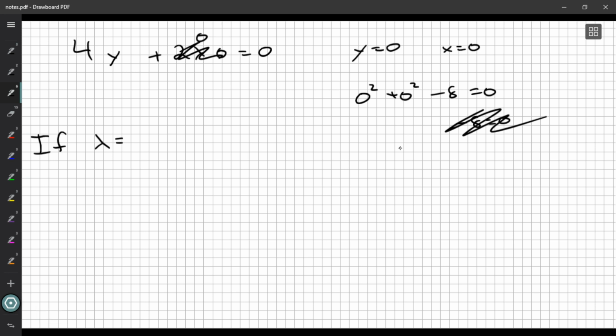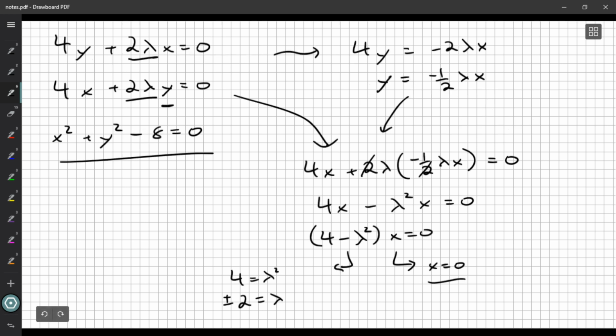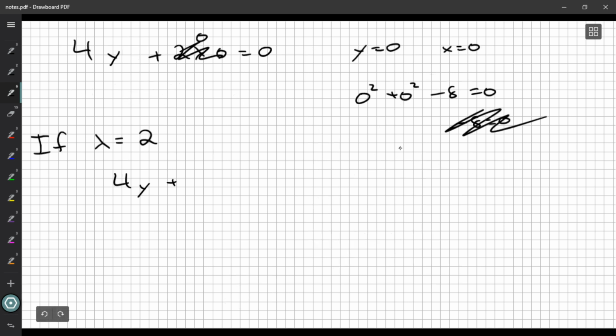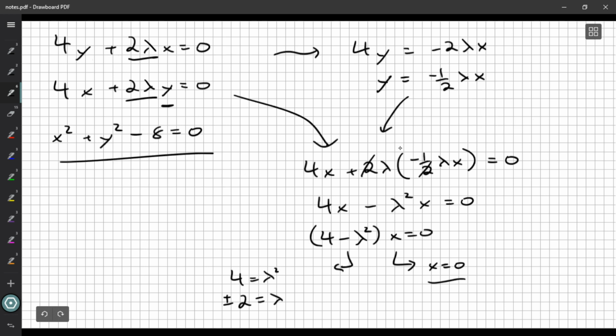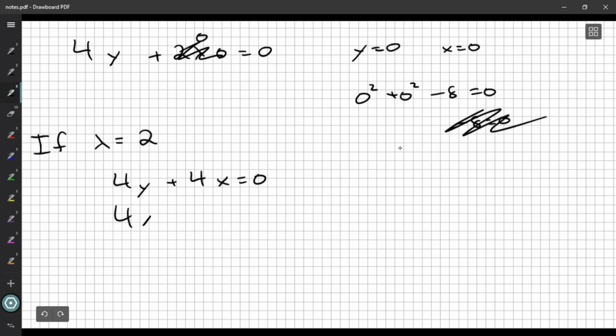if lambda is equal to 2, okay, what does that first equation equal to? Well, we'll have 4y plus 2 lambda, but that's just going to be 4x is equal to 0. And our second expression is going to be very similar. We'll have 4x plus 2 lambda, but 2 times 2 is 4y is equal to 0. You can divide both of these by 4, and what we've really got is x plus y is equal to 0. Okay? So what can we do with that? Well, that means that y must be negative x.